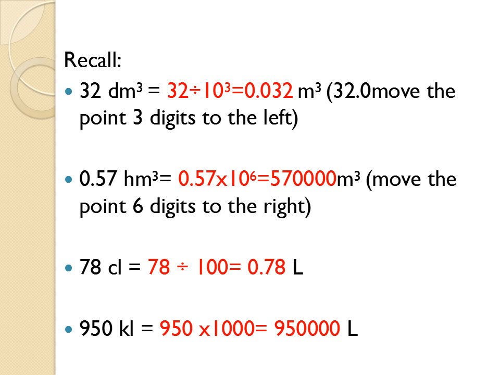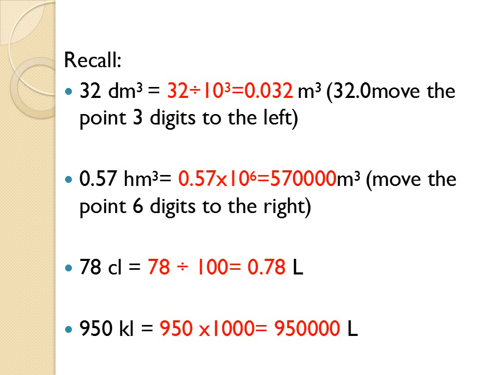First example, 32 decimeter cube. In order to convert it to meter cube, we must remember the stairs of units that we took. We know that from decimeter cube to meter cube, we are moving up the stairs, so we must divide by 10 power 3. And since we are dividing, the number must be smaller, so we must move the point 3 digits to the left in order for the number to become smaller. So 32 divided by 10 power 3 equals 0.032 meter cube.